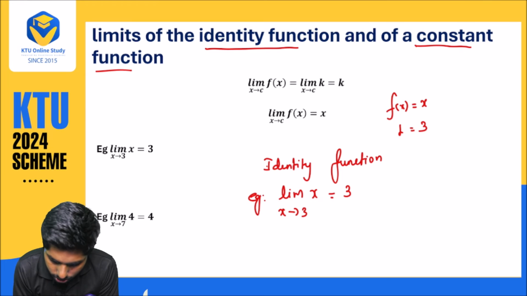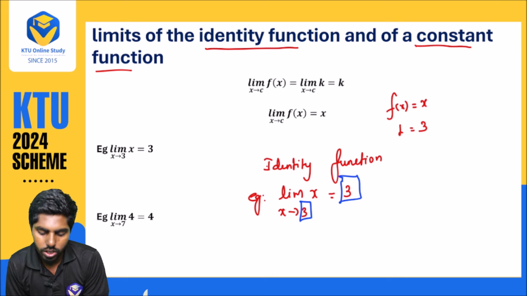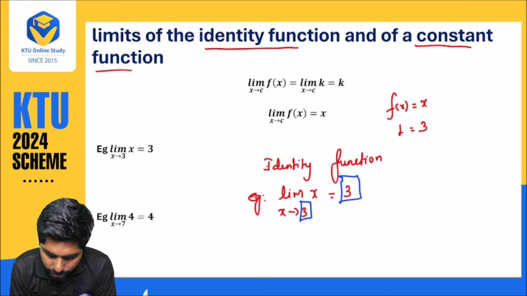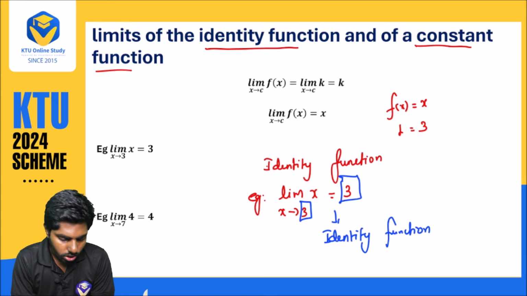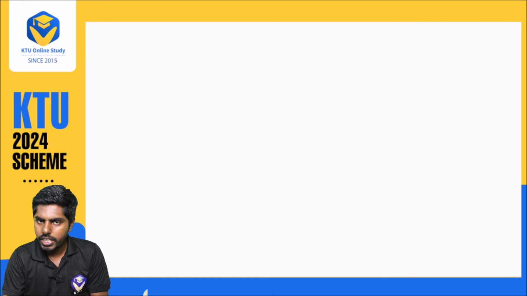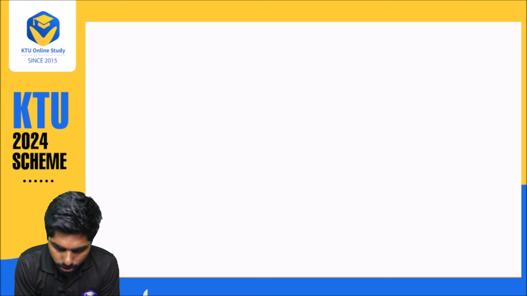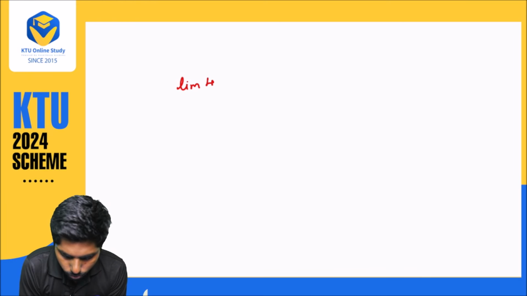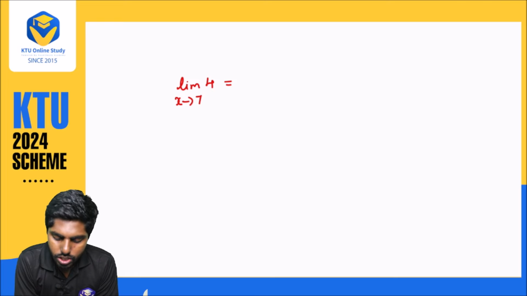The same value only we are getting here. Such a kind of thing is called an identity function. Similarly, there is a constant function. What is a constant function? You just want to know the basics. You do not need to mention whether it is an identity function or a constant function. Just know what the procedures are. Now, what is the limit when x approaches 7 of 4? The value of a constant will be constant only. Limit of 4 is equal to 4 only.